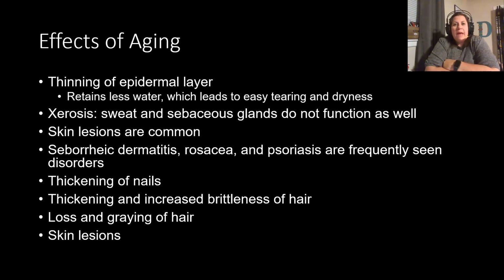All right, what happens to our skin as we age? Well, our skin does start to thin as we age, especially the epidermal layer. It retains less water, which leads to easy tearing and dryness. So this is why some people, once they get older, if they hit their hand like on a desk or the door or something, they just bleed like a stuck pig because the skin breaks.